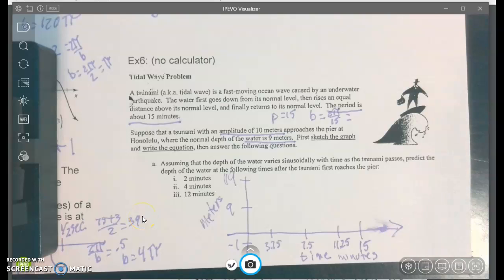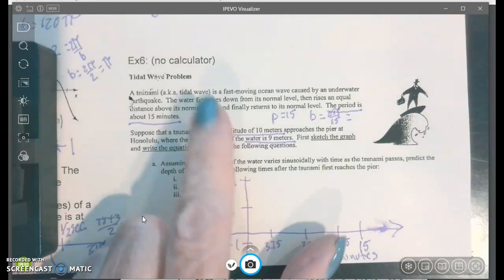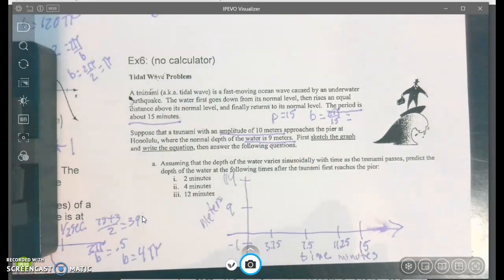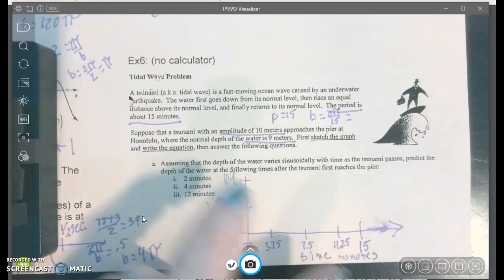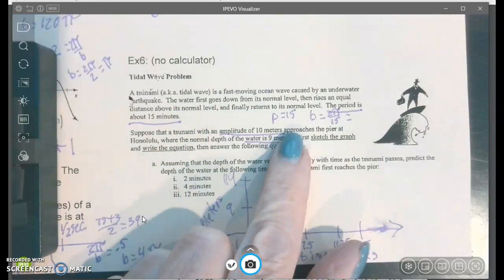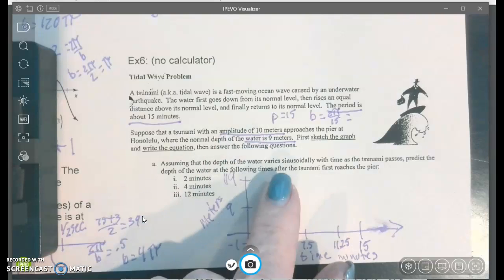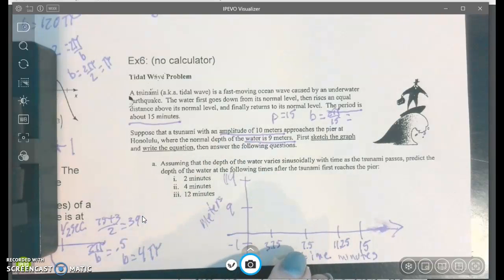And the last and final problem on the notes, this one, it's encouraging you not to use a calculator. You could always use a calculator to check your answer, but this one's really kind of a fun idea. So a tsunami is a fast-moving ocean wave, and the water first goes down from its normal level, then rises an equal distance above the normal level, and finally returns to its normal level. The period is about 15 minutes.